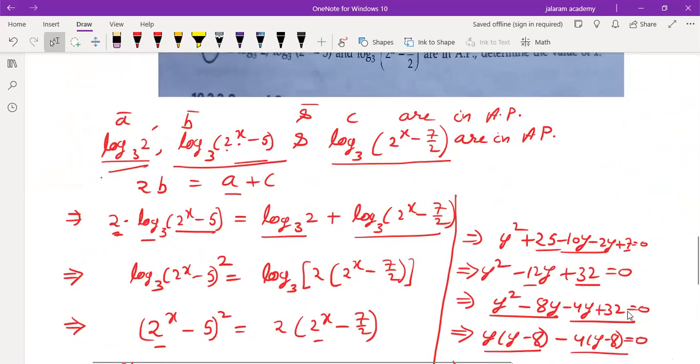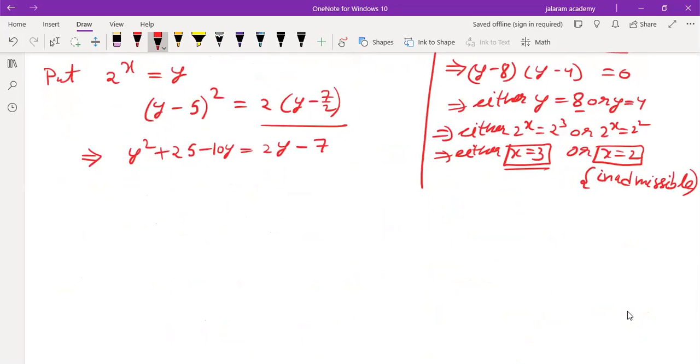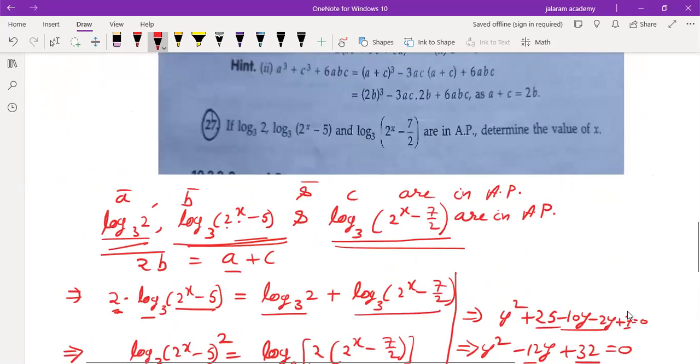When log 2 base 3, log of 2 to the power x minus 5 base 3, and log of 2 to the power x minus 7 by 2 base 3 are in AP, then x equals 3 is the answer. It is the only solution to this question. x equals 3. Understood? If three terms are given, log 2 base 3, log of 2 to the power x minus 5 base 3, and log of 2 to the power x minus 7 by 2 to the base 3 are in AP.